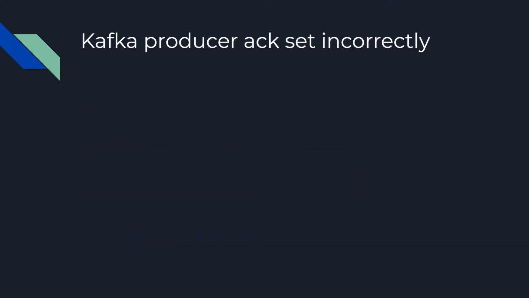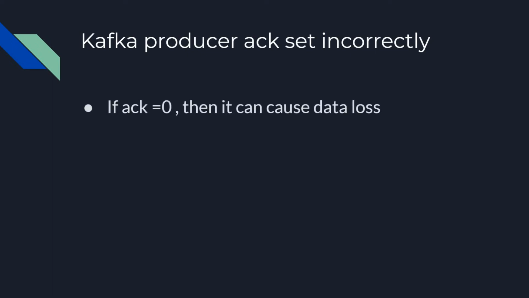The fourth common mistake is setting the ACK property in the Kafka producer incorrectly. If ACK is set to 0, then the Kafka producer will produce a message to a broker and not wait for any acknowledgement. This can cause data loss. In some use cases, data loss may be acceptable, but in most of the use cases, data loss is not acceptable. So be careful when you set ACK equal to 0.